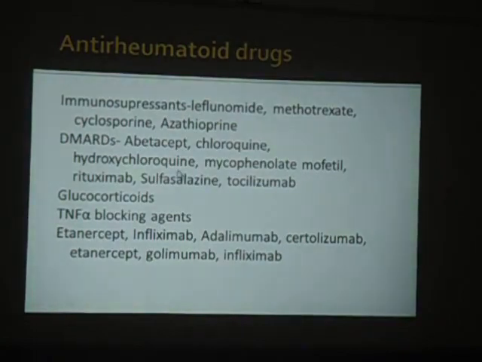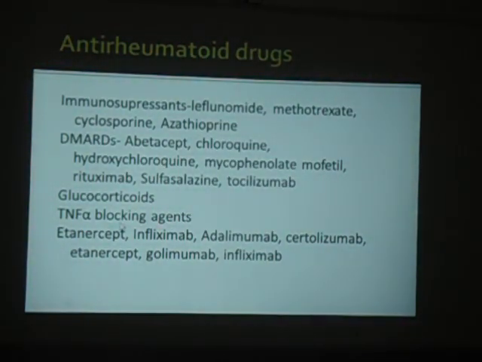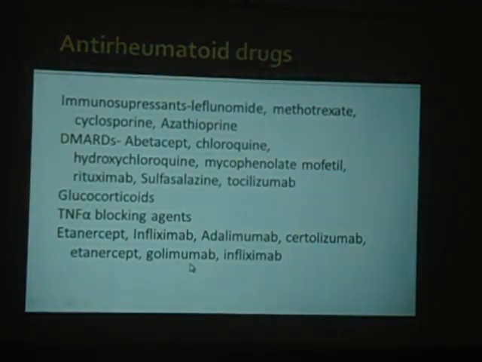TNF alpha blocking agents. TNF alpha is the acute phase reactant chemokine, which can be released at the joints and it can produce joint destruction. So this acute joint destruction chemokine should also be prevented. And the drugs used for this are infliximab, etanercept, certolizumab, golimumab, and that is repeated.